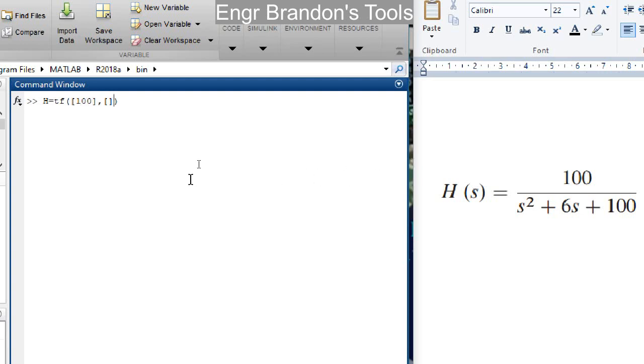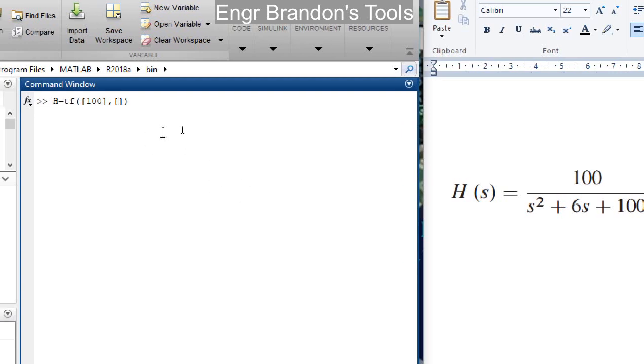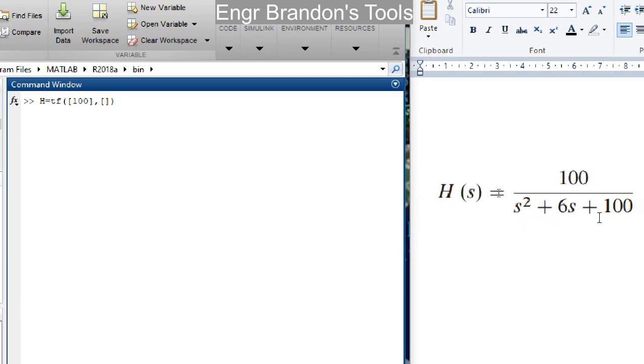Then the second square bracket deals with the coefficients of s and the constant term for the denominator. Here is my denominator as s squared plus 6s plus 100. So I'll have the coefficient of s squared, the coefficient of s, and the constant term. The coefficient of s squared in this case is 1, so I'm going to enter 1 and leave a space. The coefficient of s is 6, so I enter 6 and leave a space. Then the constant term is 100, so I enter 100.